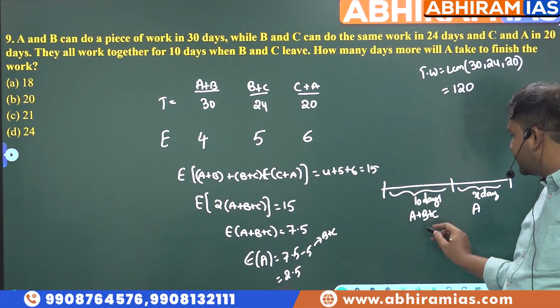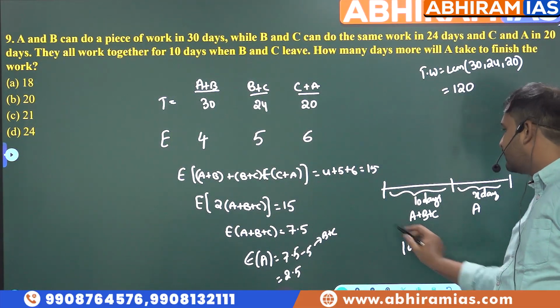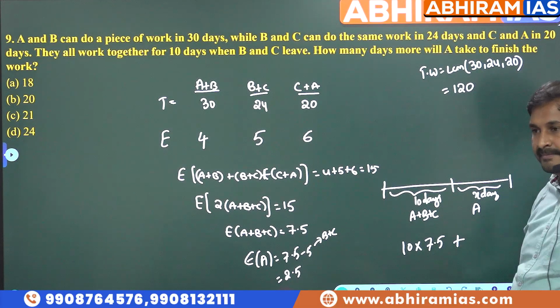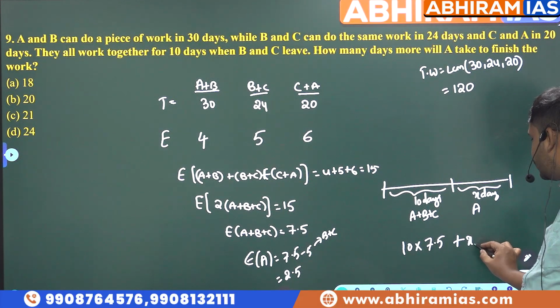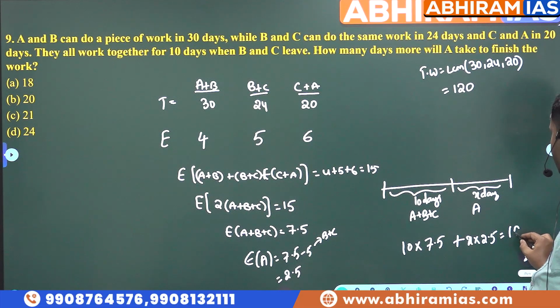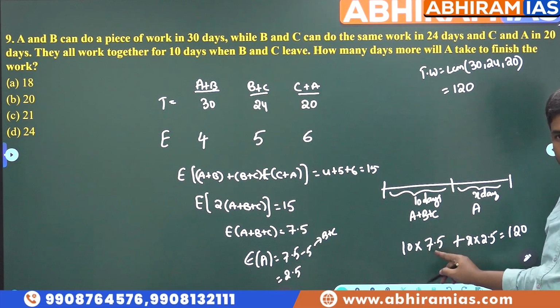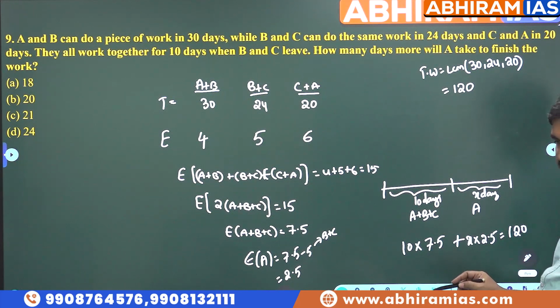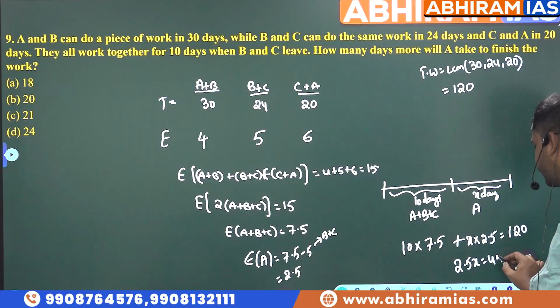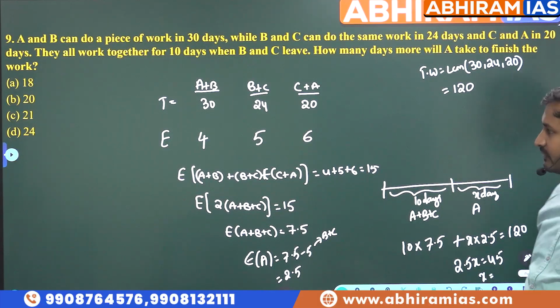2.5. Now please see here, for 10 days all the 3 worked, right? So 10 into 7.5 plus, for these X days only A worked, A efficiency is 2.5, that is equal to 120. This is 75, right? When I send 75 to that side, it will become minus 75. So 2.5 X is equal to 45. Solve for X and that will be your final answer. X solve cheyandamma, ade mee final answer aitadi. Do it.